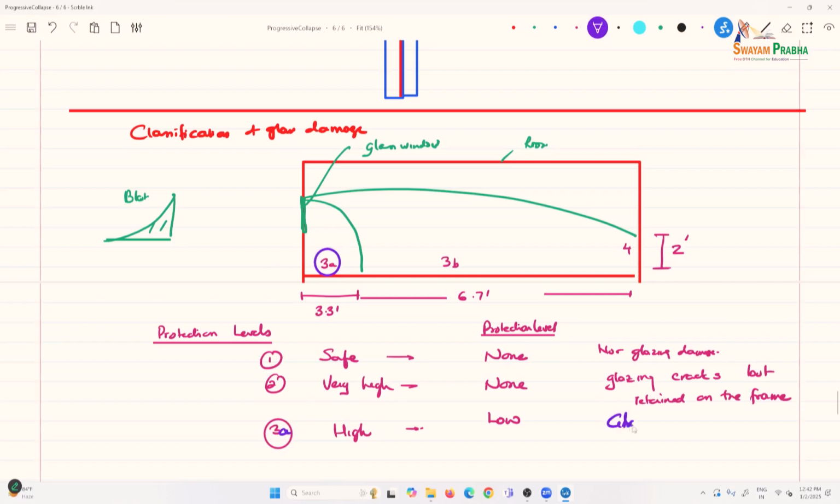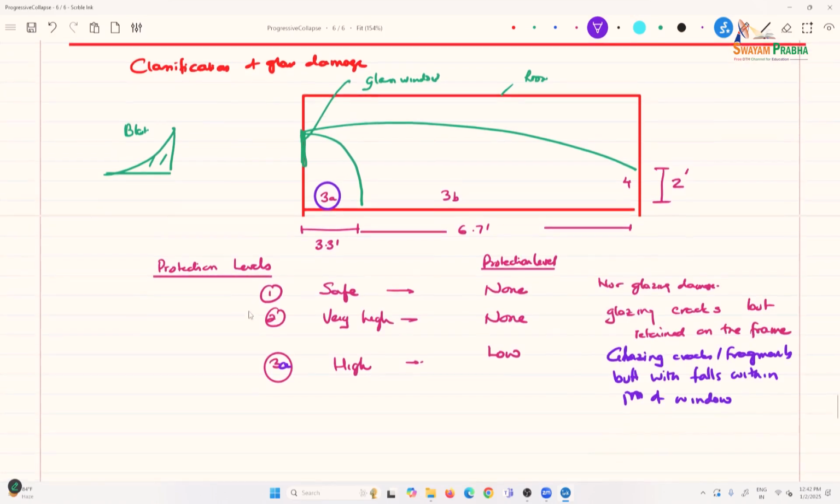Glazing cracks or glazing fragments, but falls within 3.3 feet, within 1 meter of the window. So that's the protection level. Then 3B is the next protection level.